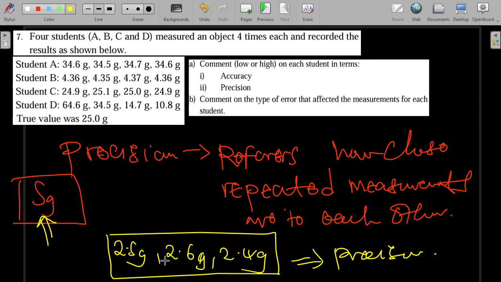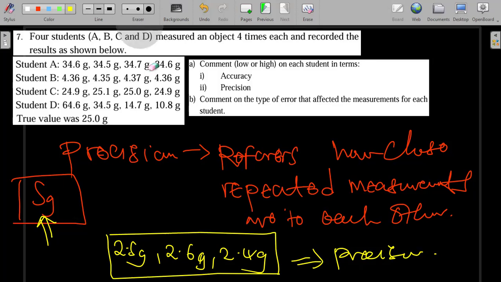So precision will be looking at how close the repeated measurements are to each other, not necessarily to the true value. And the accuracy will be looking at how close the measurements are to the what? To the true value. So that's what we mean there.